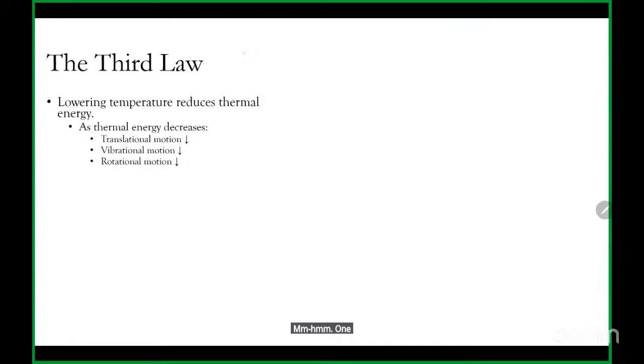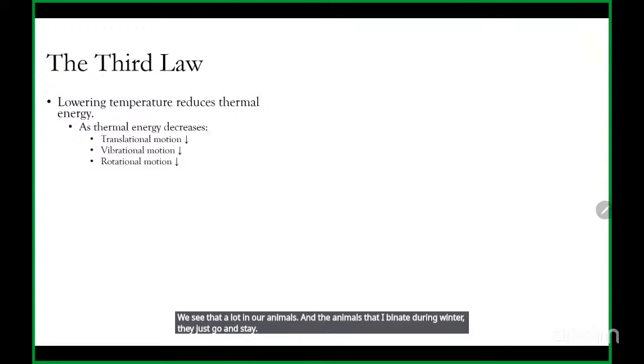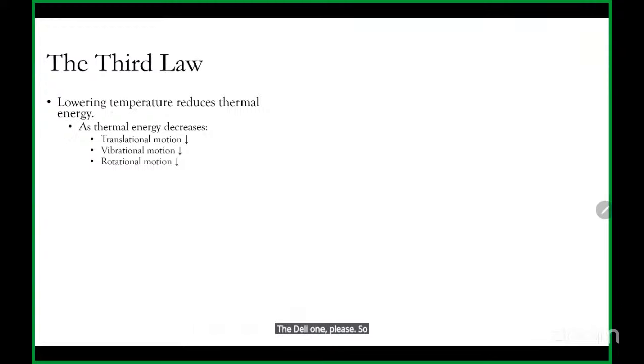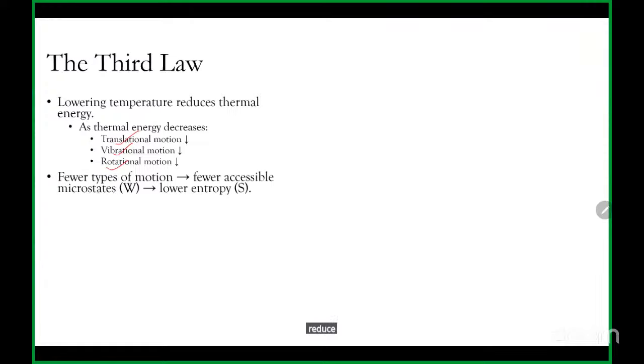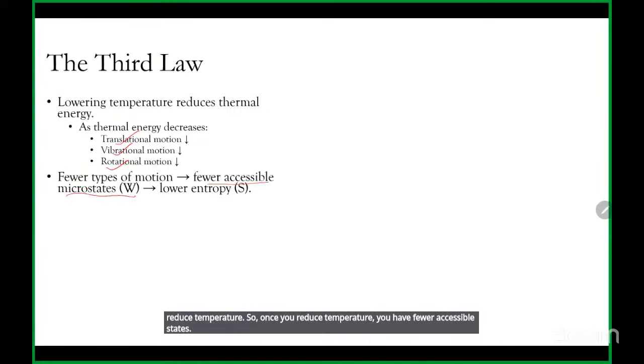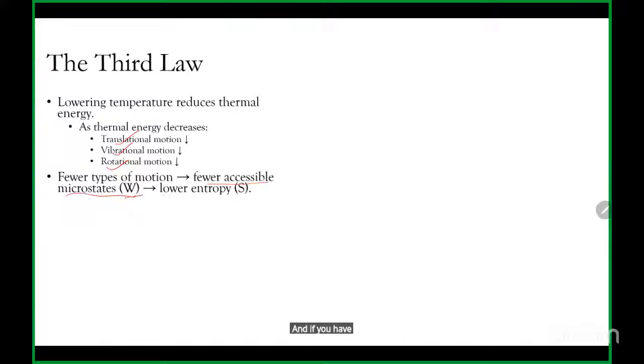One thing is that once you keep lowering temperature, most things try to stay in one place. We see that a lot in our animals. The animals that hibernate during winter just go and stay dead still in one place. So as you lower temperature, motion reduces. The different kinds of motion, translational, vibrational, rotational, all of them reduce. So once you reduce temperature, you have fewer accessible states, and if you have fewer accessible states, then you have lower entropy.